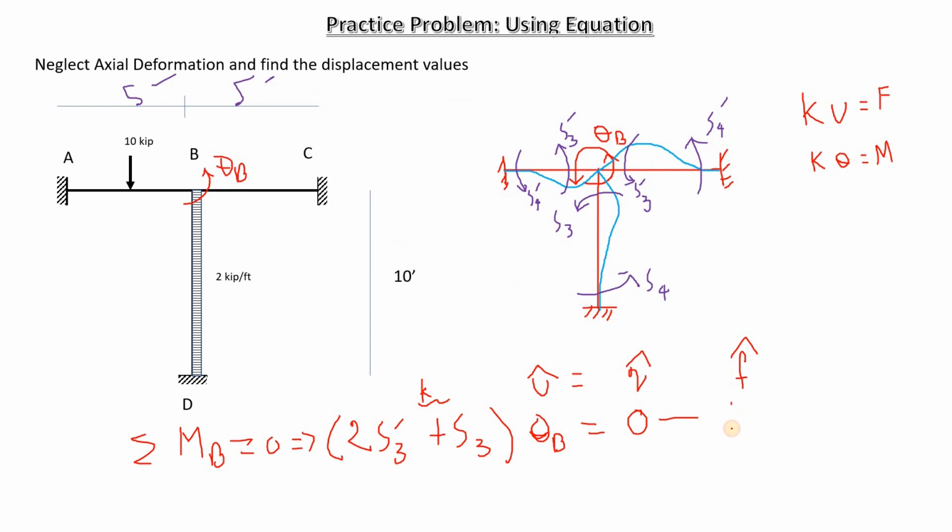There you go. We're going to write up 10.42. And using this equation, we can easily determine theta b, right? And you can see that this equation is the same equation that you would have gotten if you had used the matrix format, right? And we can easily calculate the S3 and S3 prime as well.